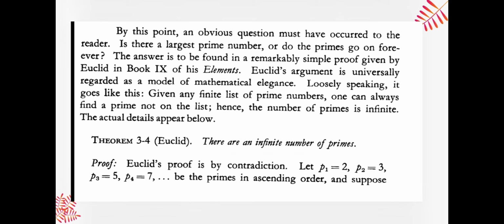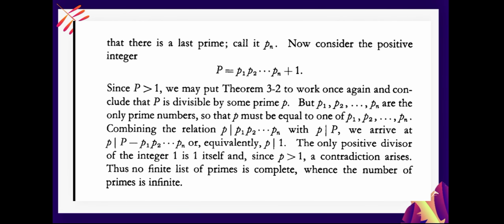According to Theorem 3.4 from Euclid, there are an infinite number of primes. And we have this proof. Euclid's proof is by contradiction. Let p1 equals 2, p2 equals 3, p3 equals 5, p4 equals 7, be the primes in ascending order, and suppose that there is a last prime, call it pn. And now consider the positive integer P equals p1 p2 ... pn plus 1.